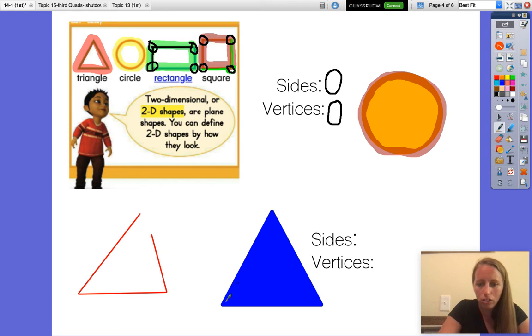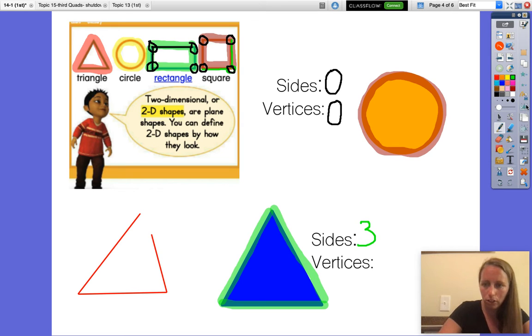Let's take a look at this triangle. First, I'm going to trace the sides so we can figure out how many sides it has. We have 1, 2, 3 sides. So the number of sides is 3. But how many vertices does it have?